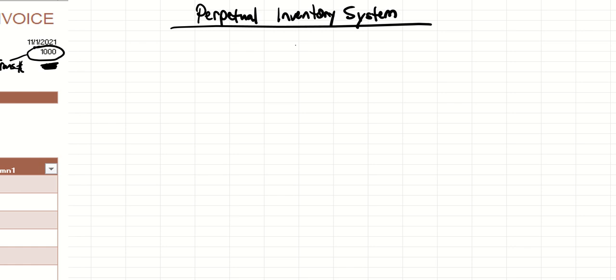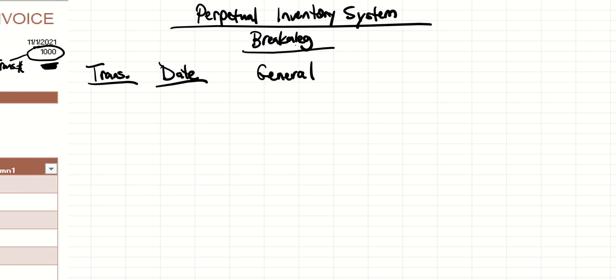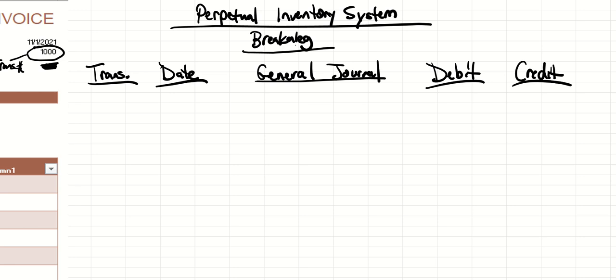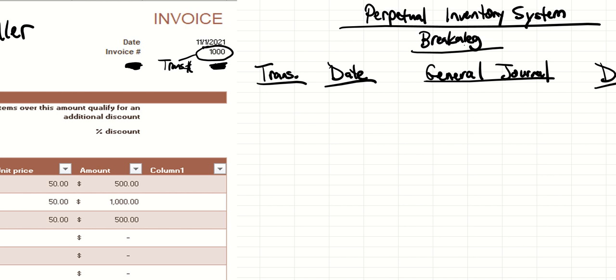So let's set up the general journal for Break a Leg, because it's going to be Break a Leg's books. We're going to put on here transaction number, date, general journal, debit and credit. Transaction number here, 1,000. The date, November 1st.